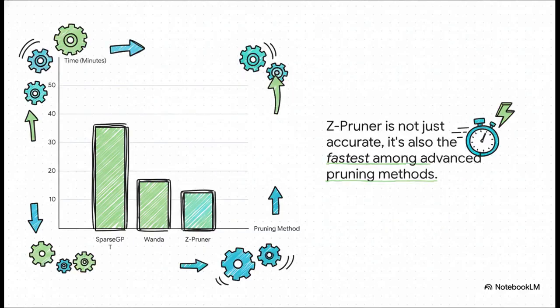But what about speed? I mean, accuracy is great, but is it fast? Oh yeah, this is where Z-Pruner just blows the doors off. Check out SparseGPT. Yeah, it's pretty accurate, but it takes over 35 minutes to prune this one model. Z-Pruner gets the same job done in under 12 minutes. That's a huge difference. It's not just smart, it's incredibly efficient.